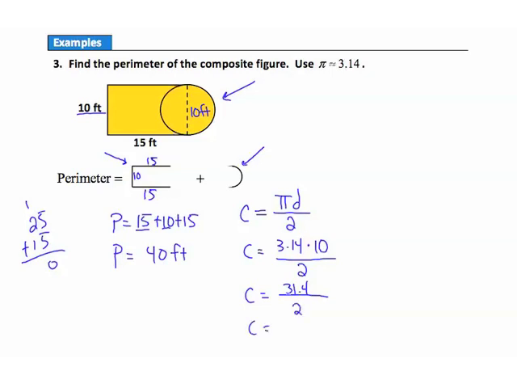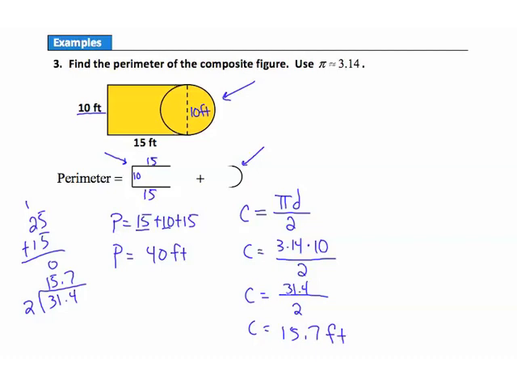And so now we need to go ahead on some scratch work here and do some long division. So we would say 2 is going into 31.4. When we do that division, we're going to get 15.7. And so the circumference of half of this circle is going to be 15.7. And we are working in feet, so that's 15.7 feet.